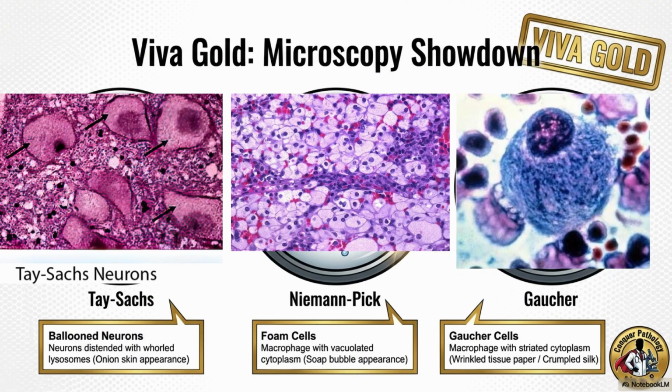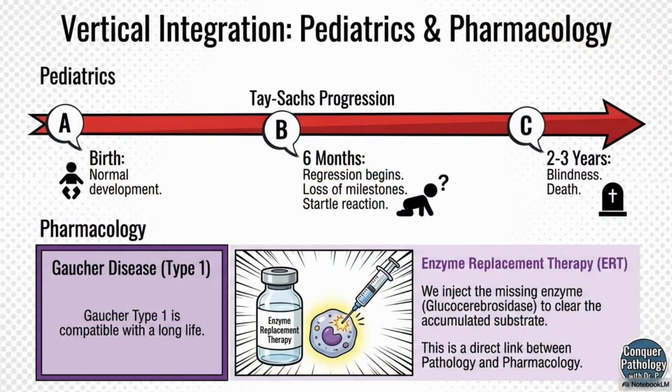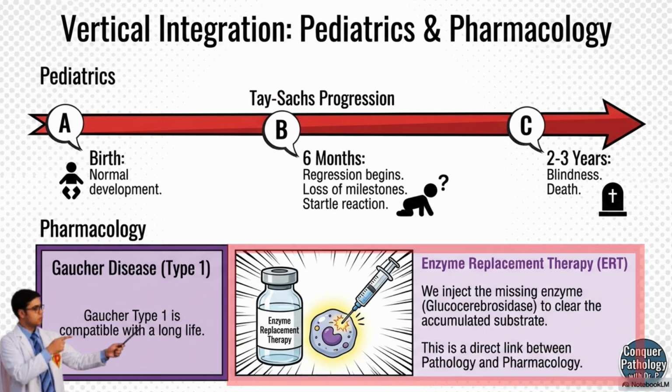Let's integrate this with other subjects. Pediatrics, Tay-Sachs. The baby is normal at birth. At 6 months they start to regress or lose milestones and develop a startle reaction. By 2 to 3 years they become blind and pass away. Pharmacology, Gaucher. Gaucher type 1 is compatible with long life. Why? Because we have enzyme replacement therapy. We can inject the missing enzyme. This is a direct link between pathology and pharmacology.